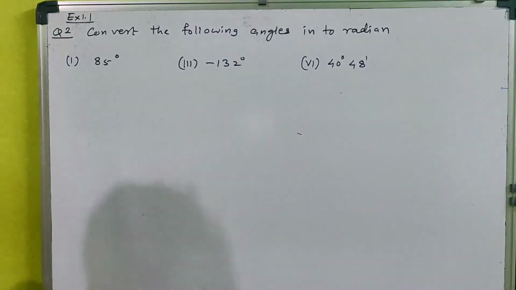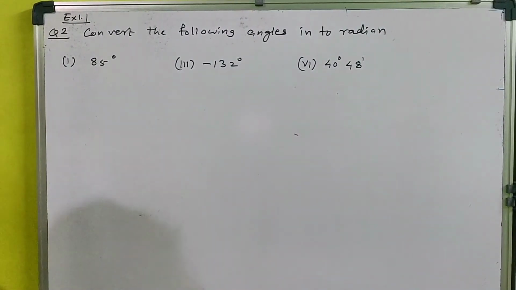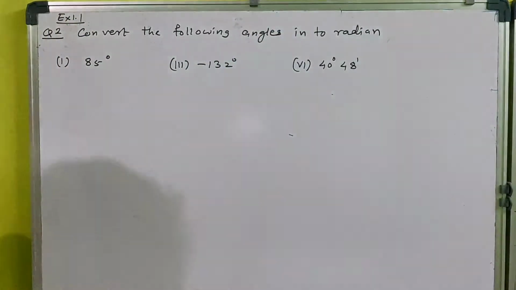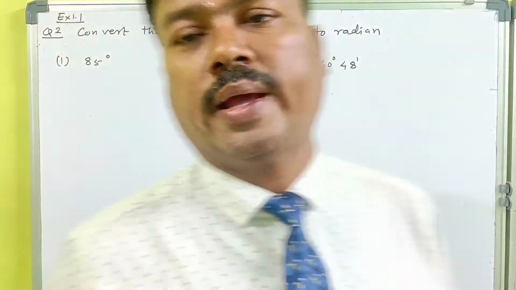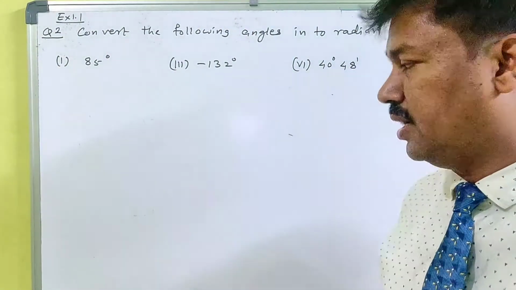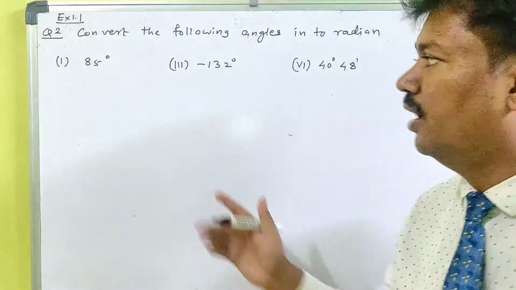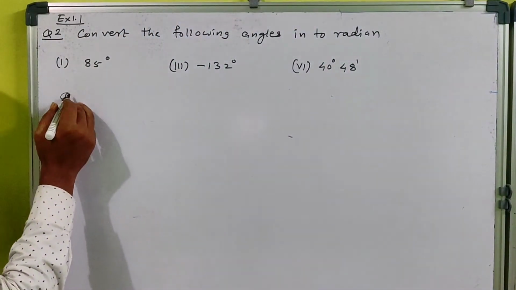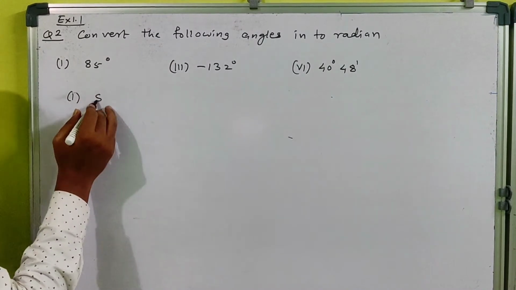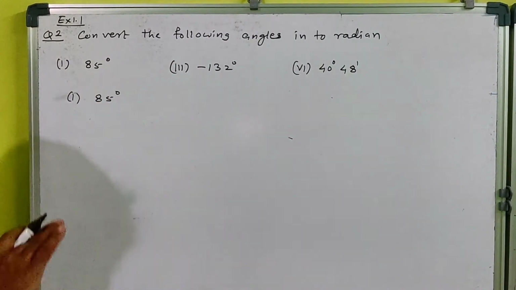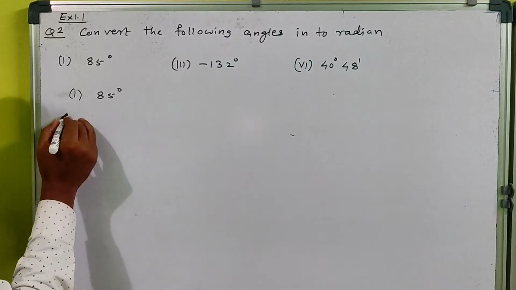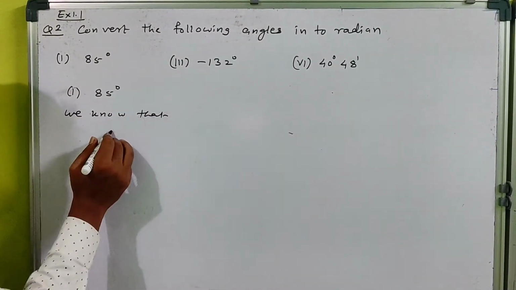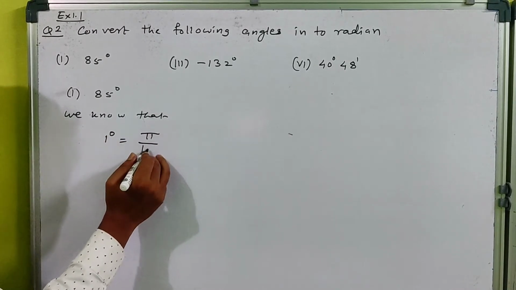Yes, so now using the previous concept, we solve a few questions here. So exercise 1.1, question number 2, convert the following angles into radian. ऐसे तो few examples given to you. बाकी के साथ आपको थोड़े से खुद से try करना है. So question number 1 here. Question 1 is 85 degree. So जब भी degree to radian convert करना है, we have to use 1 degree is equal to pi upon 180 radian.